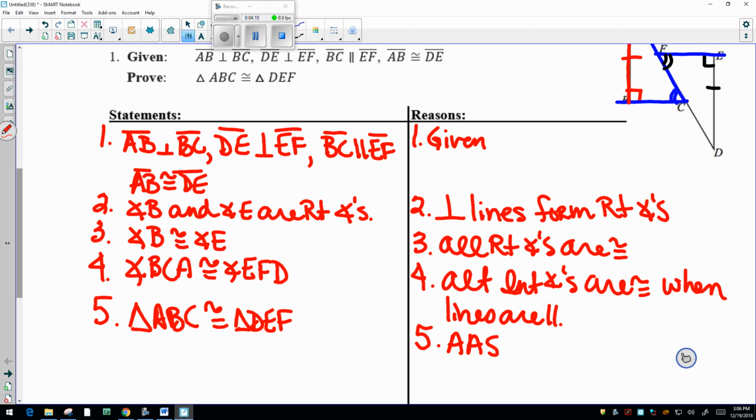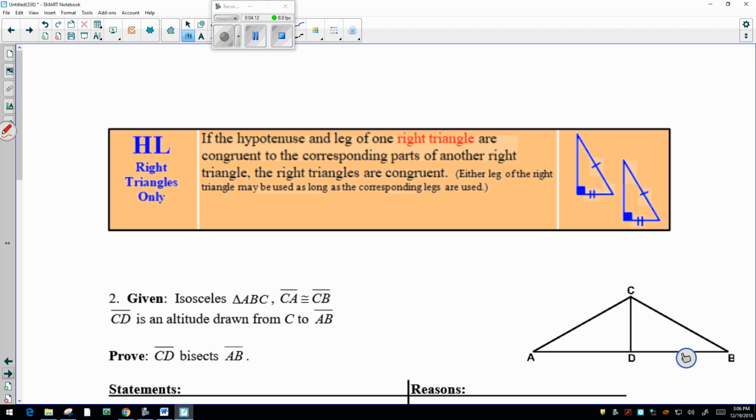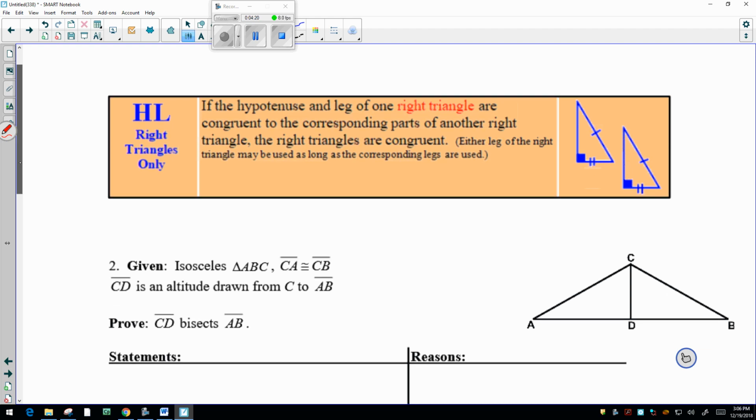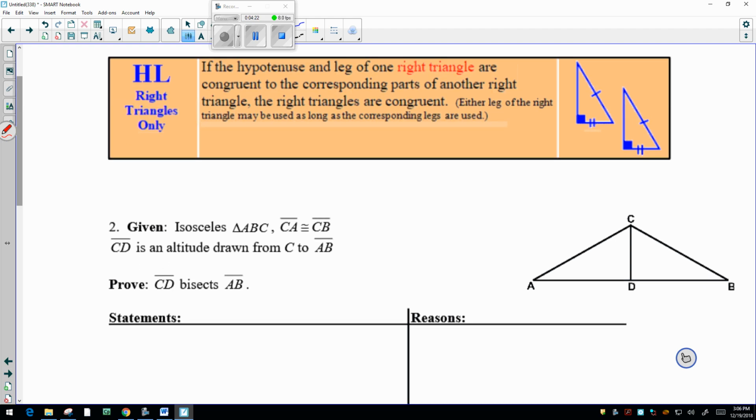Okay, so on the back, we're going to take a look at that hypotenuse leg case. Now this one's going to be a little bit different and a little bit longer, and when we get to the end, I'll kind of try and show you a shortcut for this proof. So notice what it says. If the hypotenuse and leg of one right triangle, big key thing here that has to be true, has to be in a right triangle. It says it only works in right triangles.